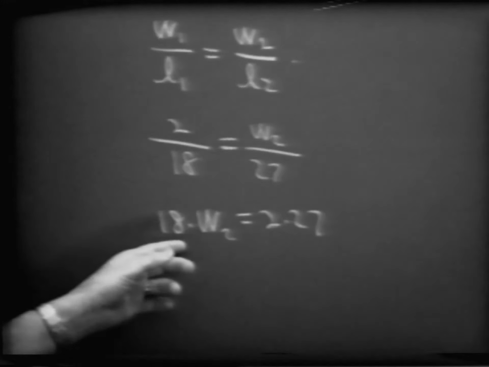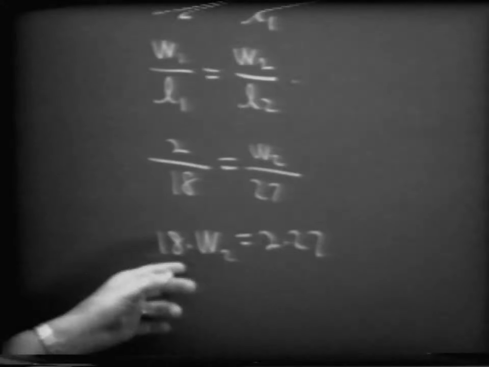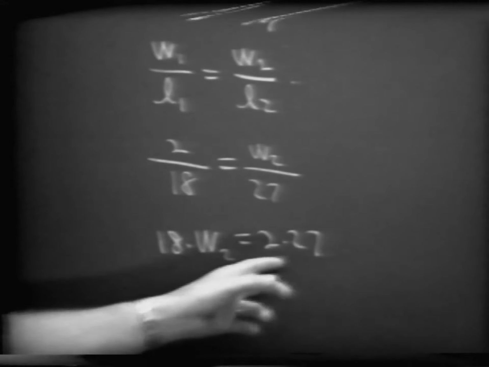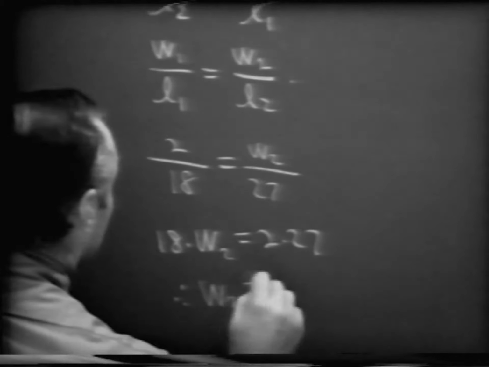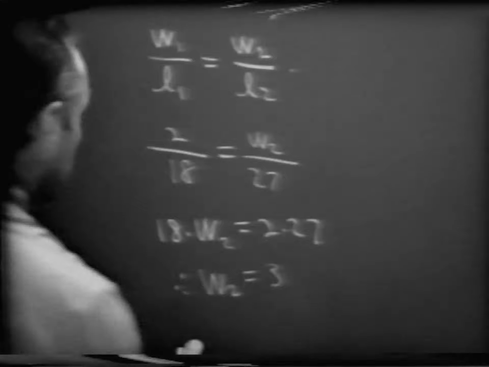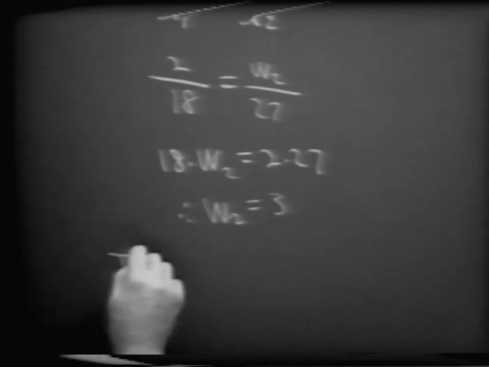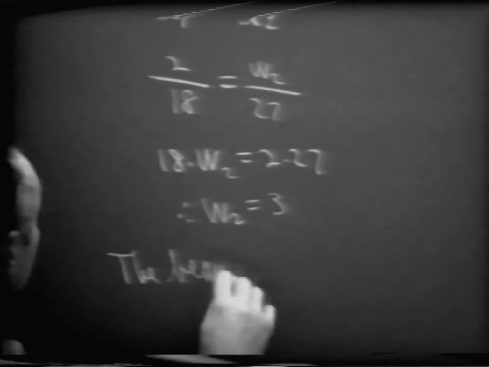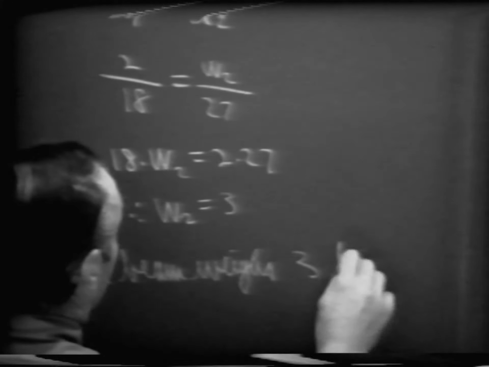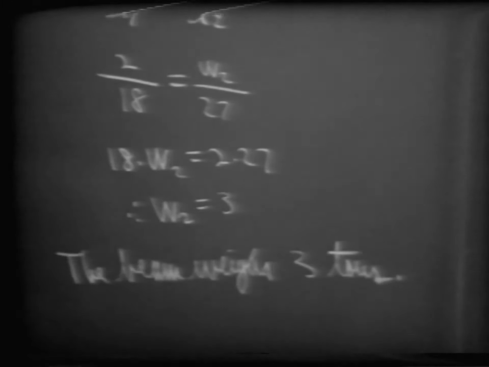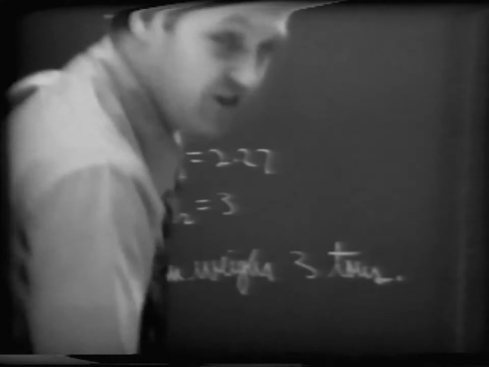And of course, let's see now, 18 is 2 times 9, and 2 over 2 is a name for 1, and 9 will divide 27. Therefore, what is your conclusion about W sub 2? It's equal to 3. All right, so we can say that the beam weighs 3 tons. And I think we can check that. Okay? Now there's one other idea that I think we can look at today.